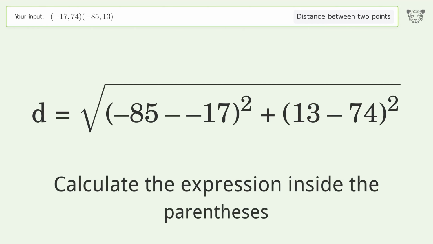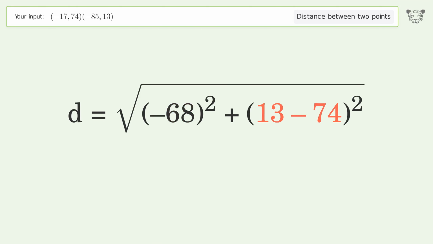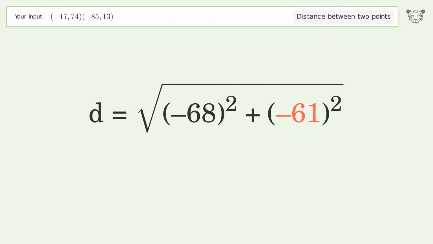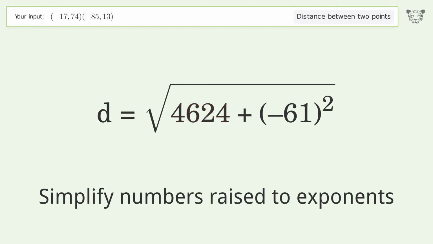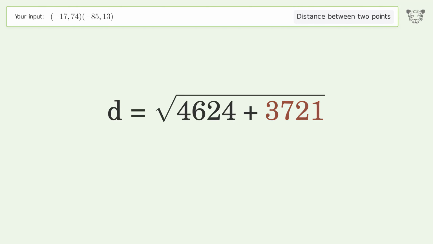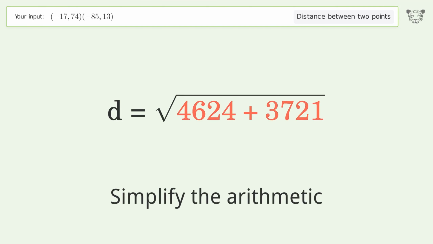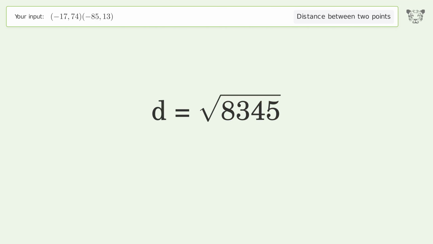Calculate the expression inside the parentheses. Simplify numbers raised to exponents. Simplify the arithmetic. And so the distance between the 2 points is the square root of 8,345 or 91.351.